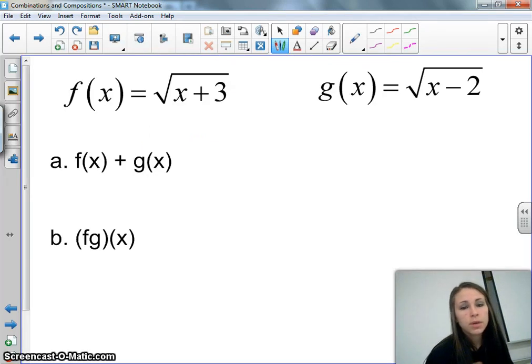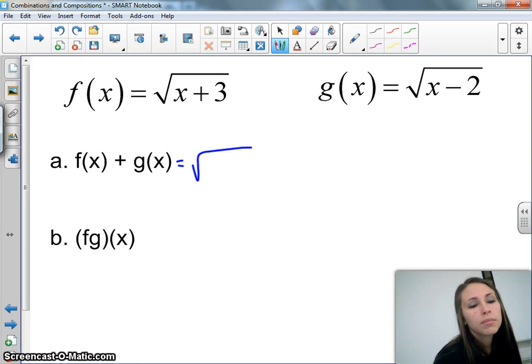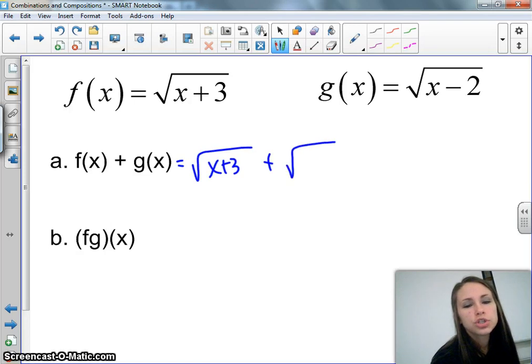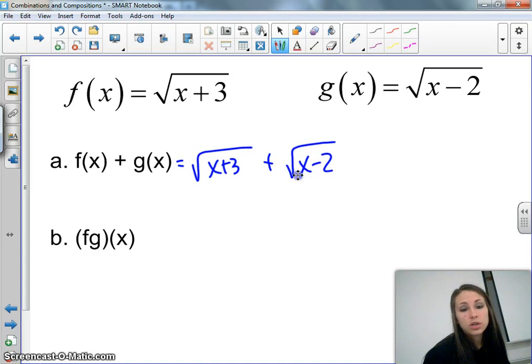Alright, so now we're going to combine these functions algebraically, and when we've got square roots, there's really not a lot we can do sometimes with our answers the way they're asking us to combine these. So when I combine f of x, that's square root of x plus 3, plus g of x, which is square root of x minus 2, I can't add these together because what's under the radical isn't the same. And so this is just my final answer for f of x plus g of x.